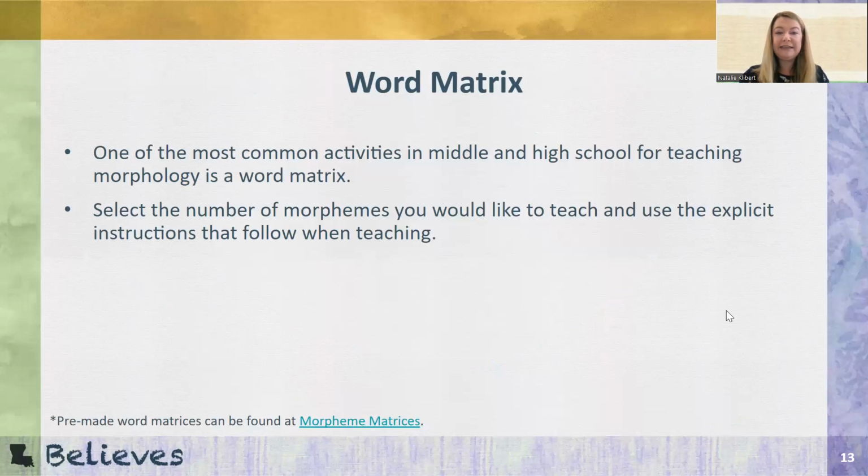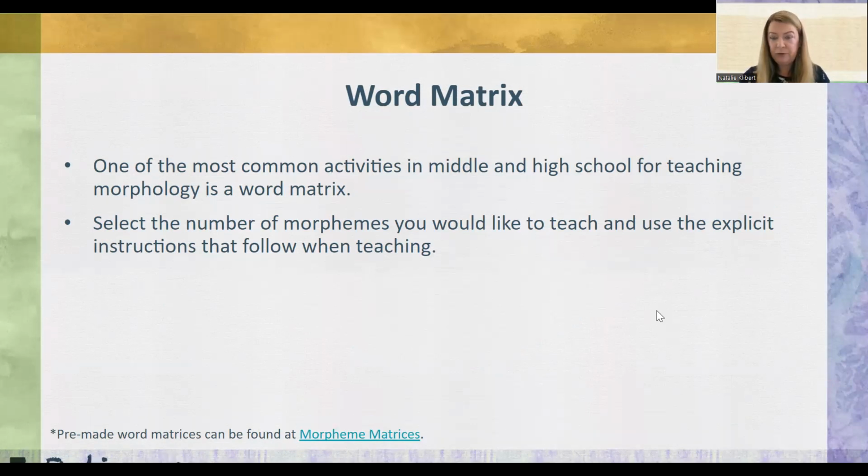The most common activity in middle and high for teaching morphology is what's called a word matrix. And Jordan is sharing with y'all the PowerPoint presentation. I have a ton of links in here so that y'all can access as you're going through your lessons. Down here at the bottom, pre-made word matrices can be found here at Morpheme Matrices. They have tons of pre-made ones. They have blank templates for you to make your own, but that's all there for you.